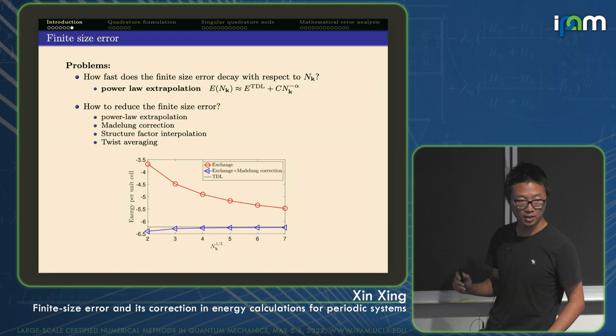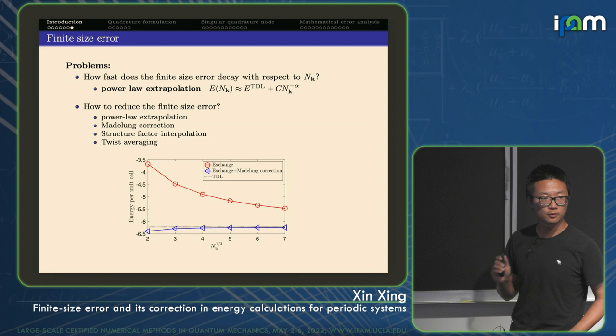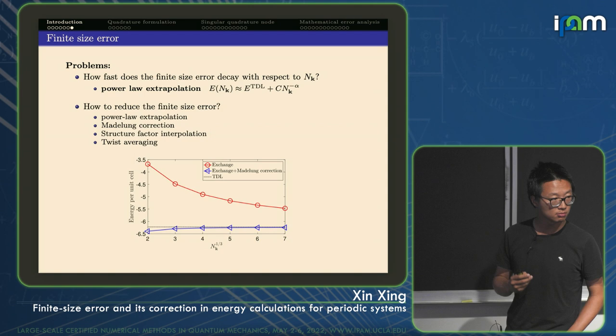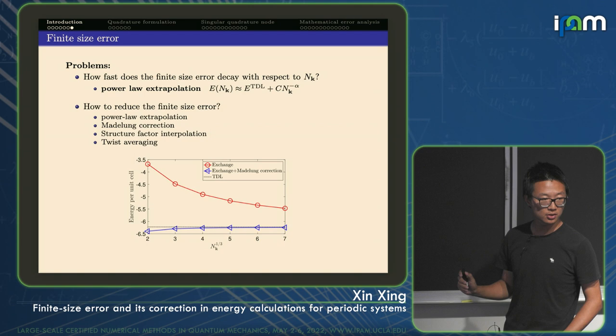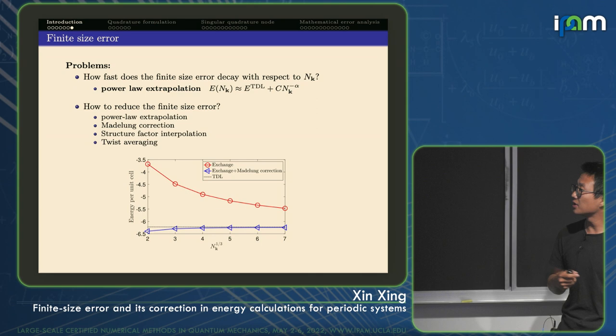It converges to the same thermodynamic limit result, but much faster. And it basically says that if you are able to find a good correction to your finite size error in your specific calculation, you would be able to work with a relatively much smaller k-point mesh or a relatively much smaller system while getting the same or even better accuracy for your calculation.